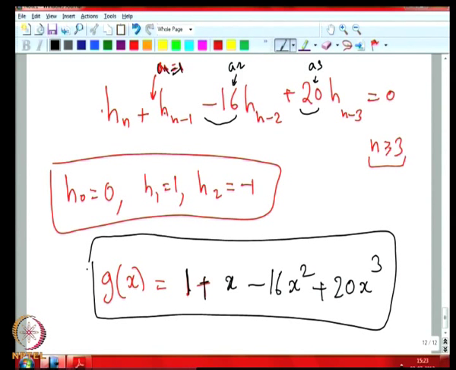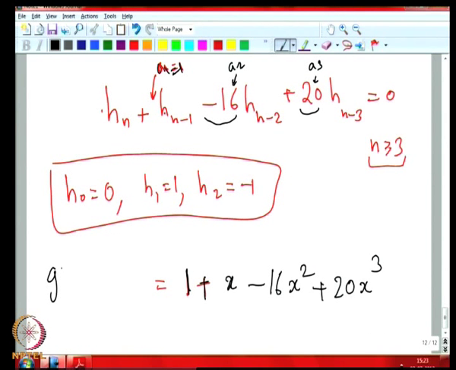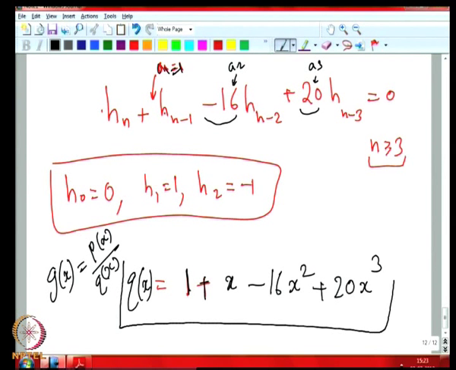Sorry, this is not the generating function. I am saying that g of x will be equal to p of x by q of x, and this q of x is what goes to the denominator, because when you do that procedure, g of x into this product will come.